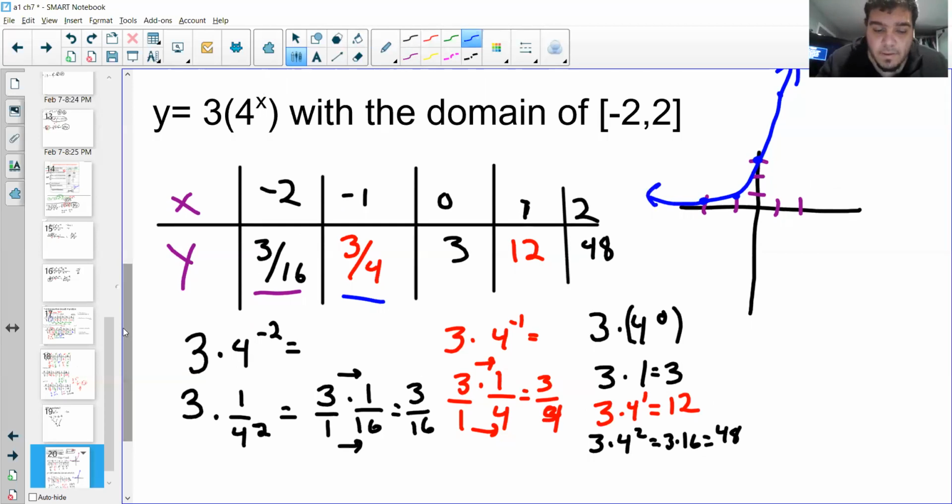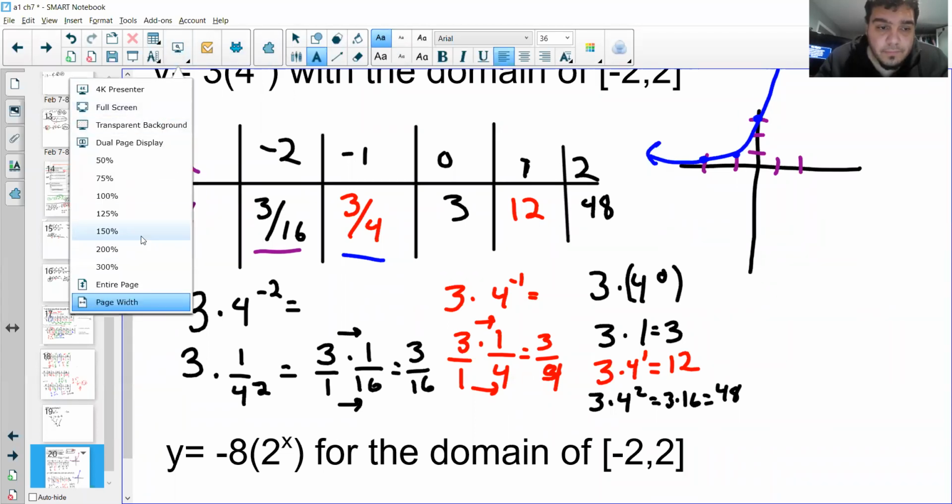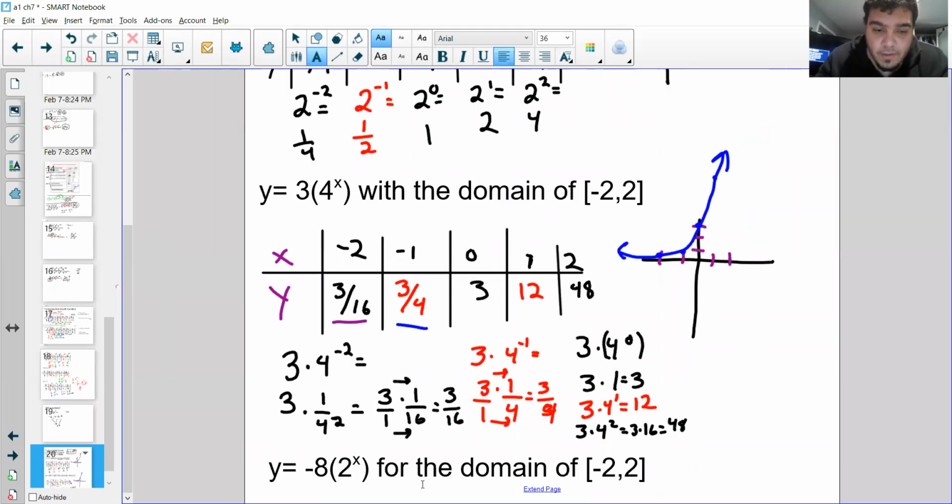Okay. If not, everyone try this one. Let me replay this. Okay. So everyone try this one, which is on the bottom. Let me extend the page a little bit.